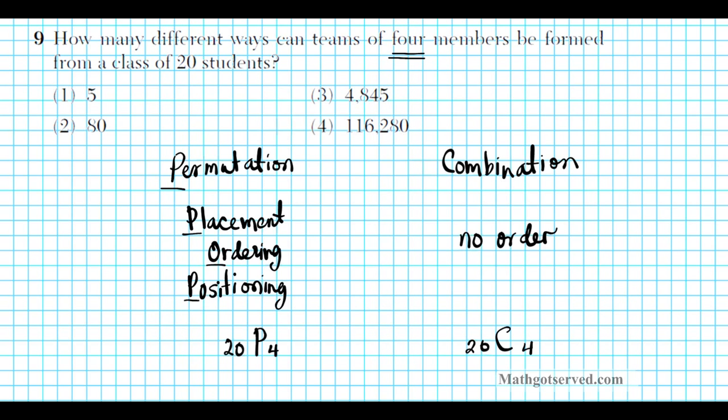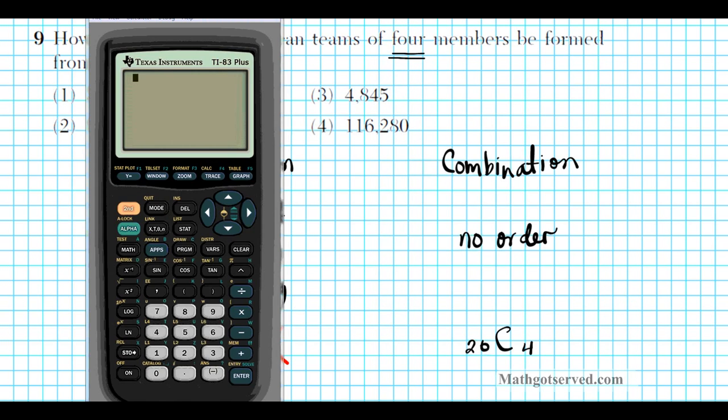So is this permutation or combination? It's combination, not permutation. Okay, there's no order involved here. So this is not the right one. We're going to be using 20 choose 4. Okay, so let's go ahead and do this with our calculators.